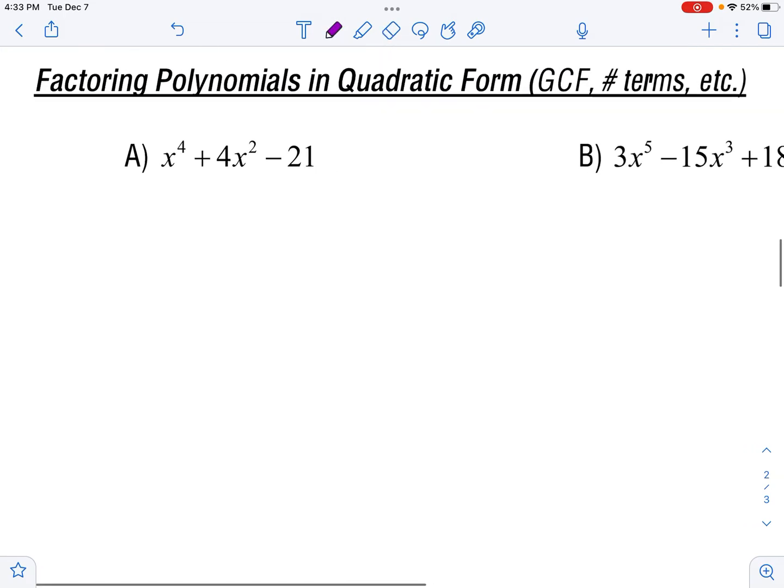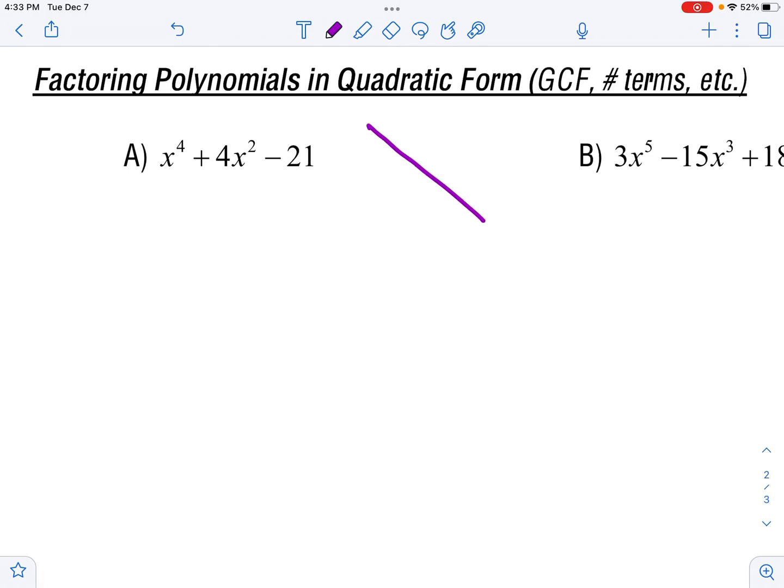So I say, all right, well, you're still three terms. So when I have three terms, I'm going to use this organizational x. A times c goes up here. So a is 1, c is negative 21, so that's negative 21. B goes down here, b is 4. All right, so now I need two numbers that multiply to give me negative 21 and add to give me 4. 7 and 3, and I'm going to make the 3 negative. That'll give me a positive 4. Don't forget to divide by your a value, which is 1.